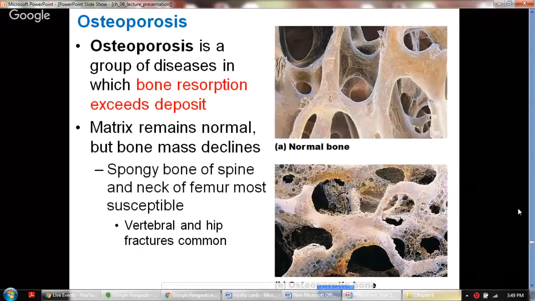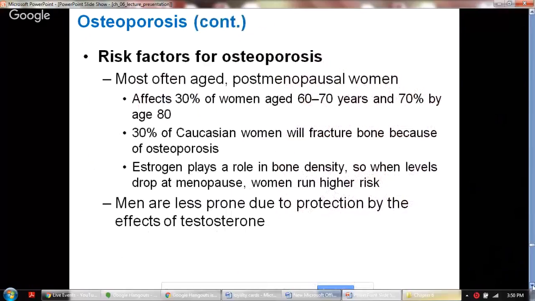The other common bone disease would be osteoporosis. It's a group of diseases in which bone resorption exceeds the deposit. The matrix remains normal in osteoporosis, but the problem is the bone mass is going to decline. The spongy bone of the spine and the neck of the femur are the most susceptible, vulnerable places. So vertebral and hip fractures are common with osteoporosis.